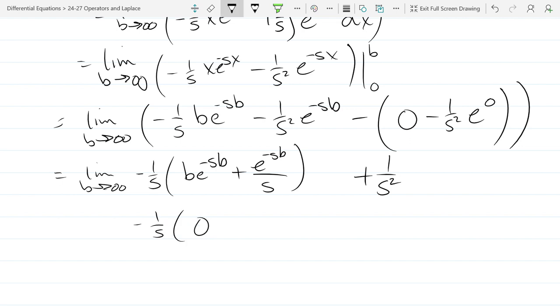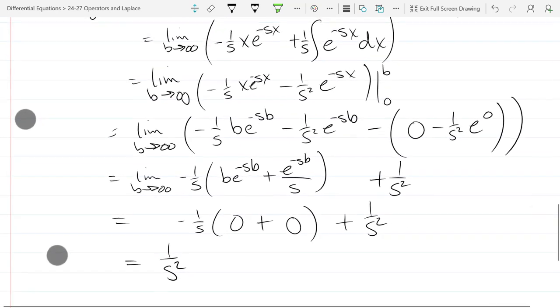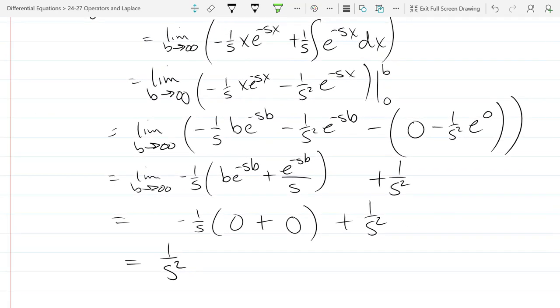So we got 0 plus, this one's actually even easier. There's only one variable in it, and it makes the numerator get smaller and smaller and smaller. So that one's pretty easy to see as 0 without using any identity. So we got a bunch of zeros plus 1 over s squared. So our Laplace transform, or the Laplace of the identity function, is 1 over s squared.